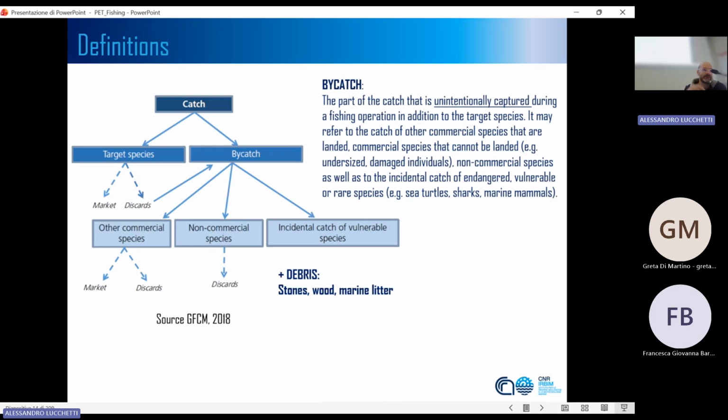have a multi-specific fishery. But the bycatch is, let's say, that part of catch which is not a target, but the bycatch can also be composed of other commercial species, other non-commercial species, because we have species that don't have any commercial interest. They are simply discarded. And within the bycatch, we also have the vulnerable species. Therefore, vulnerable species is a bycatch.